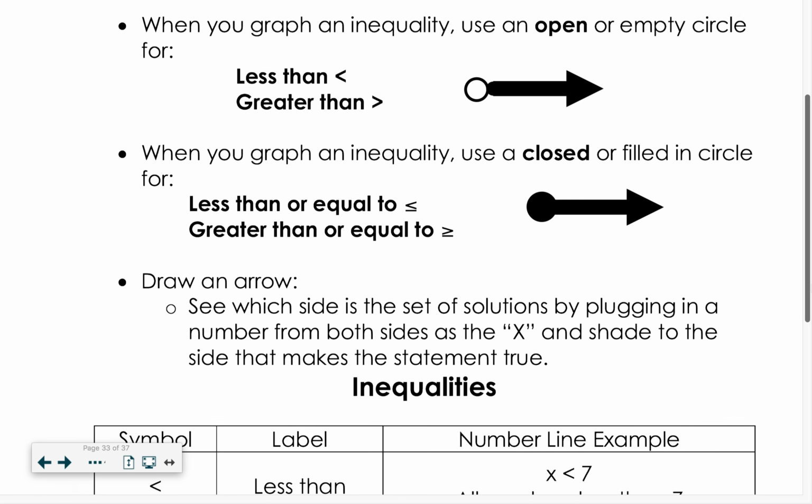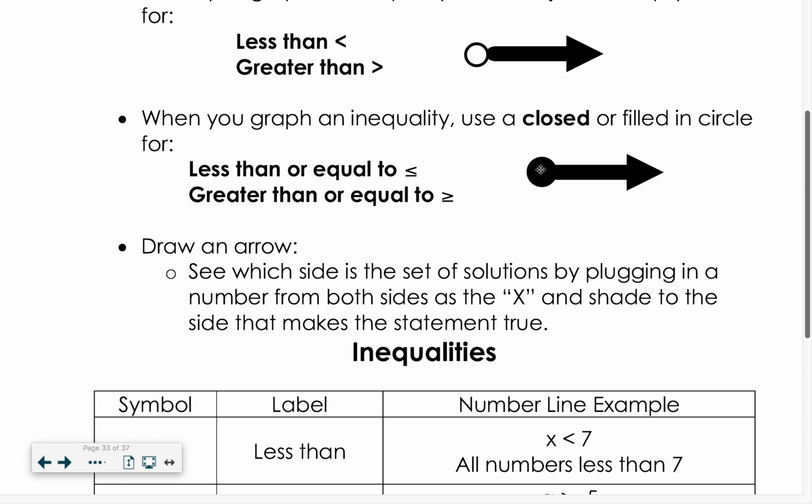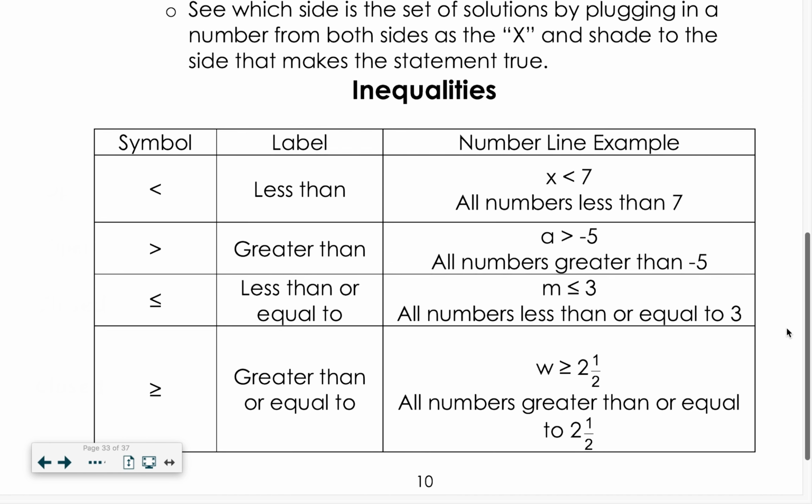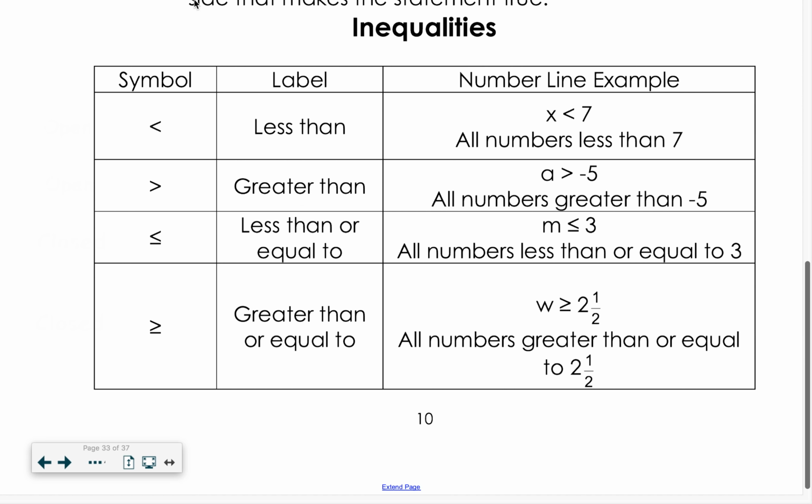Right here, this says draw an arrow. This explains how you draw the arrow. I'm going to go through examples while we do these. So again, I just wanted you to put a little reminder for yourself. When you see a less than or a greater than sign, you are doing an open circle. When we are doing a less than or equal to or greater than or equal to, you are making a closed circle. All right.